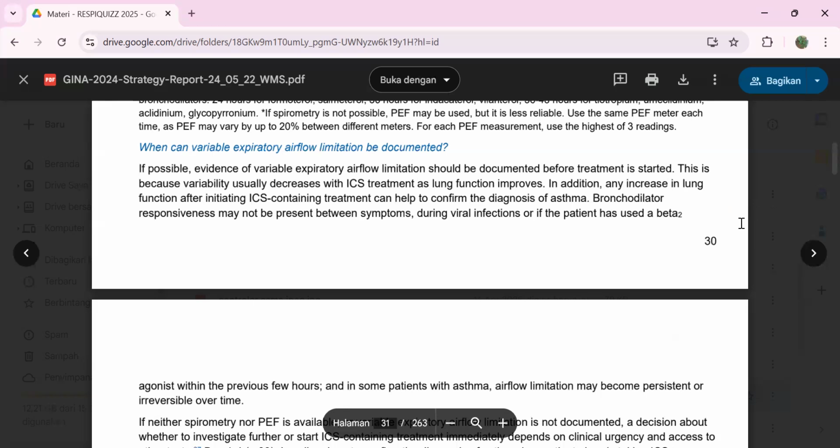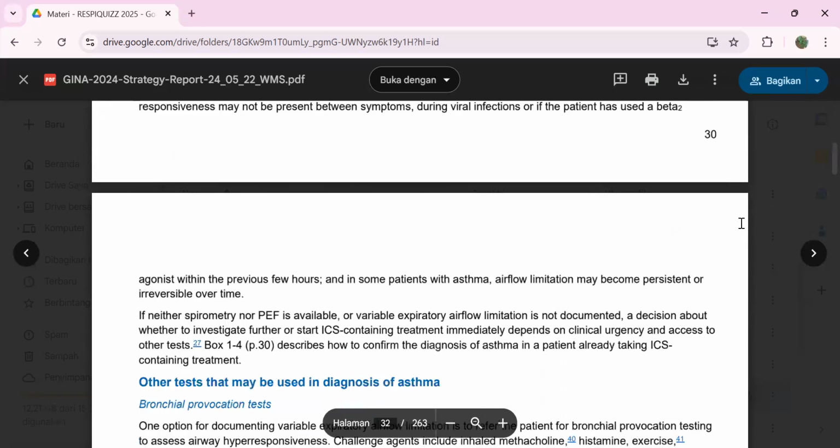Bronchodilator responsiveness may not be present between symptoms, during viral infection, or if the patient has used a beta-2 agonist within the previous few hours, and in some patients with asthma, airflow limitation may become persistent or irreversible over time. If neither spirometry nor PEF is available, or variable expiratory airflow limitation is not documented, a decision about whether to investigate further or start ICS-containing treatment immediately depends on clinical urgency and access to other tests.